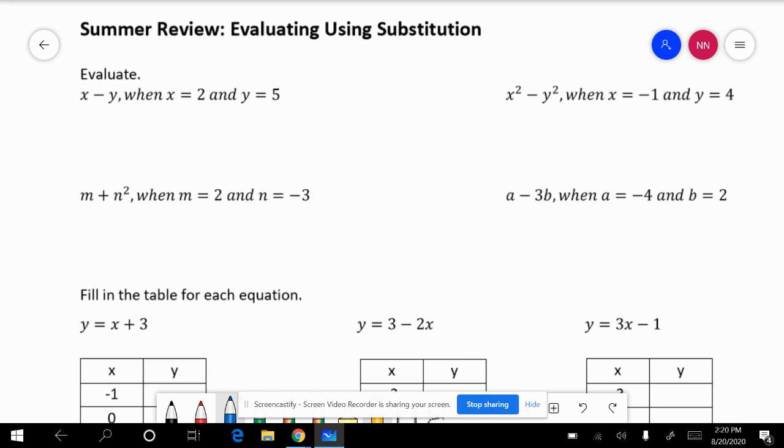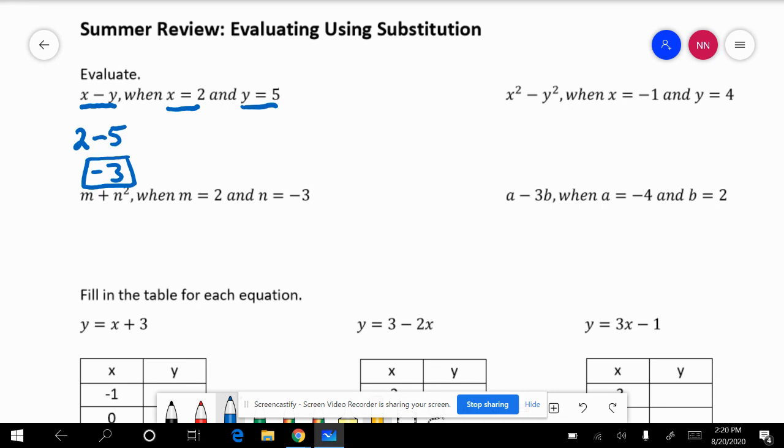We're going to be evaluating using substitution. That means that our first step is substituting a number in for a letter. So our expression that we're going to be evaluating is x minus y. It tells us that x is 2 and y is 5. So we're going to substitute in the 2 and the 5 for x and y, and then we're going to evaluate it. So that means that we have 2 minus 5, and 2 minus 5 is negative 3. And that right there is our answer.